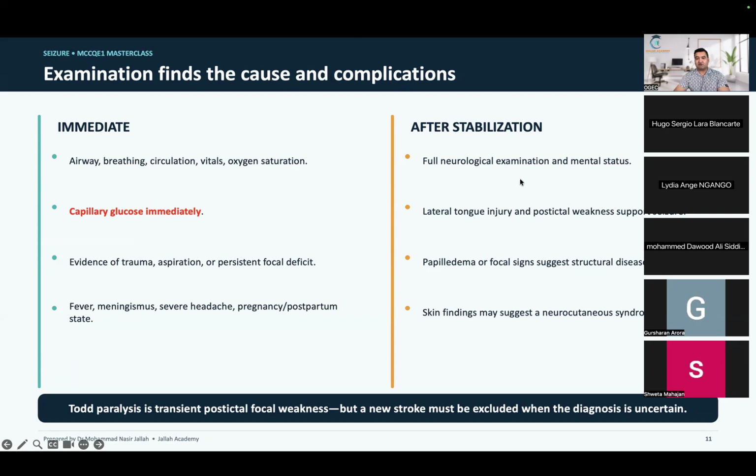After stabilization, full neurological examination, mental status. Again, lateral tongue injury and postictal weakness support seizure.